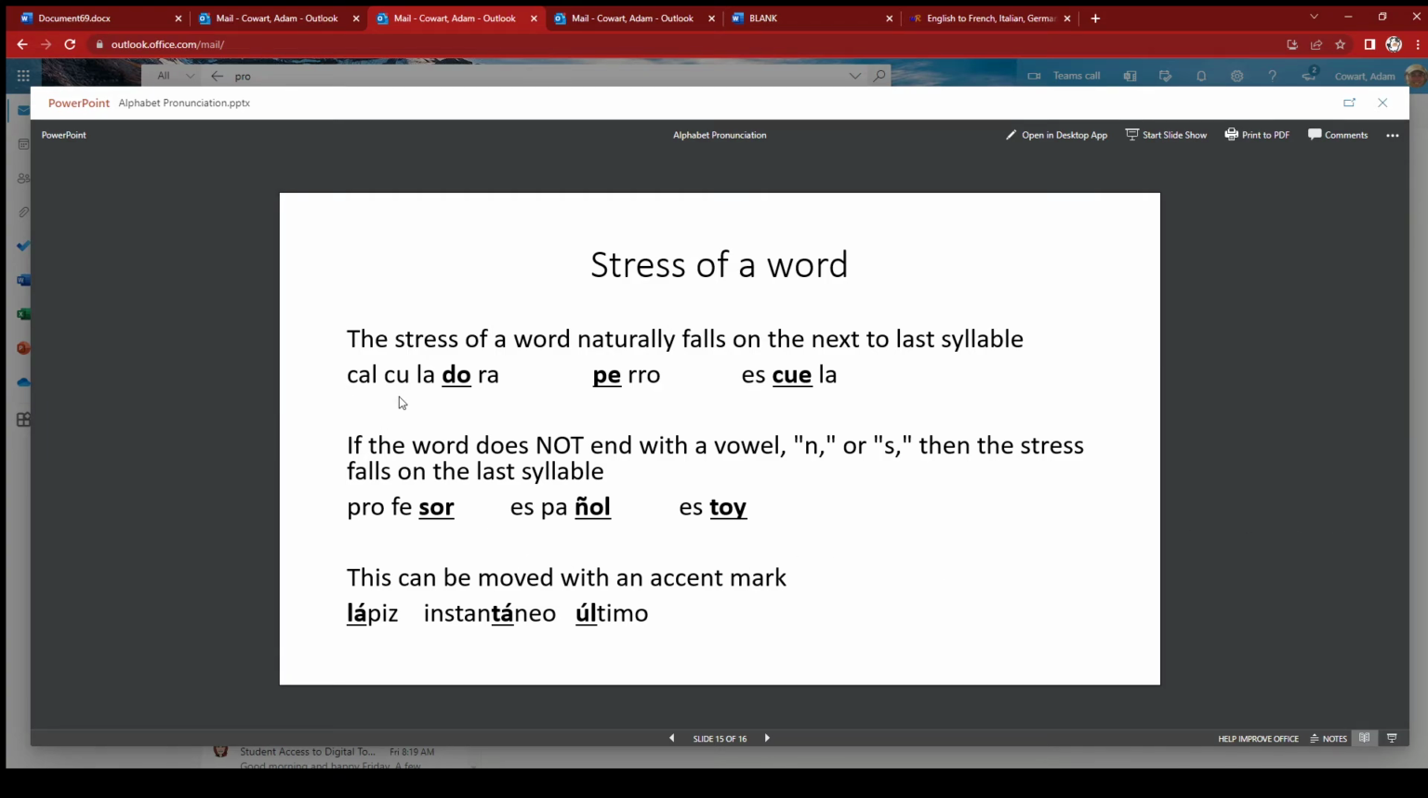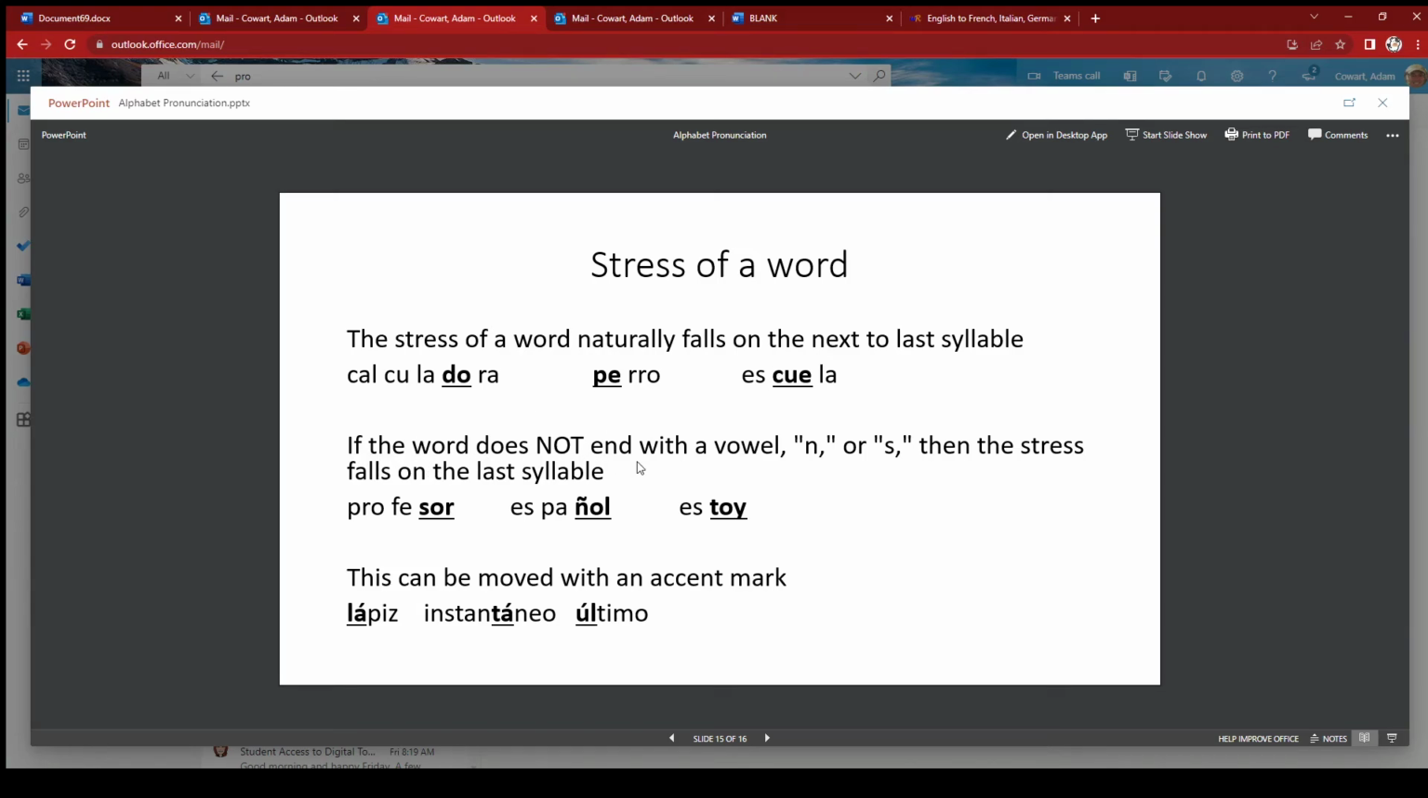Listen to how the word kind of rises up on the next to last syllable. Calculadora, perro, escuela. Okay, now here it is just reading it regular. Calculadora, perro, escuela. So you see, it's the next to last that gets that stress.